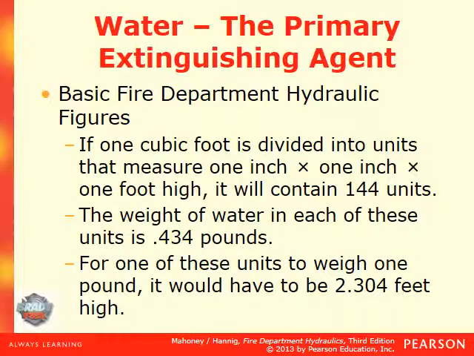So, if 1 cubic foot is divided into units that measure 1 inch by 1 inch by 1 foot high, it will contain 144 units. The weight of water in each of these units is 0.434 pounds. For one of these units to weigh 1 pound, it would have to be a height of 2.304 feet.